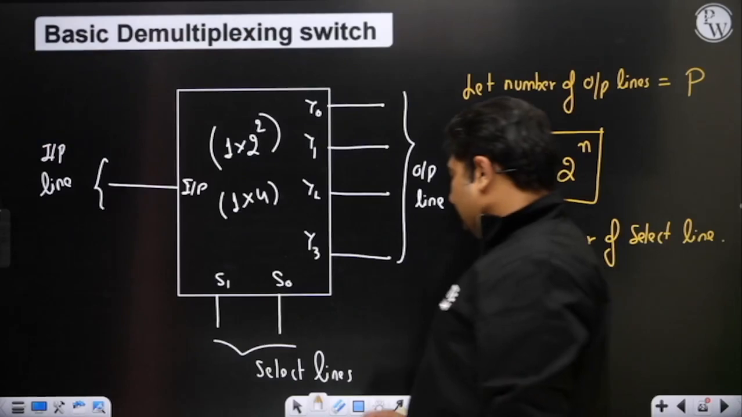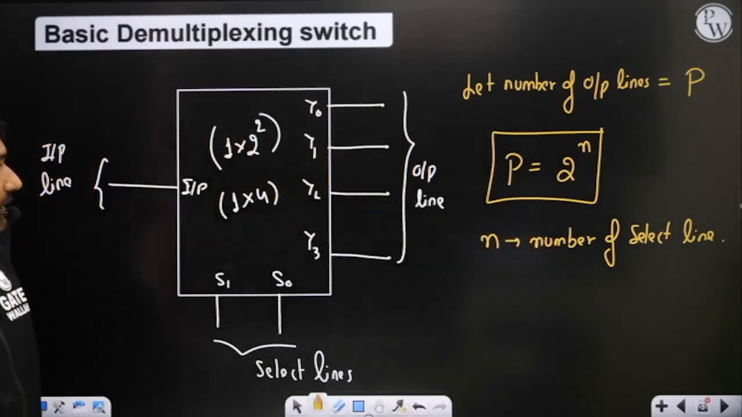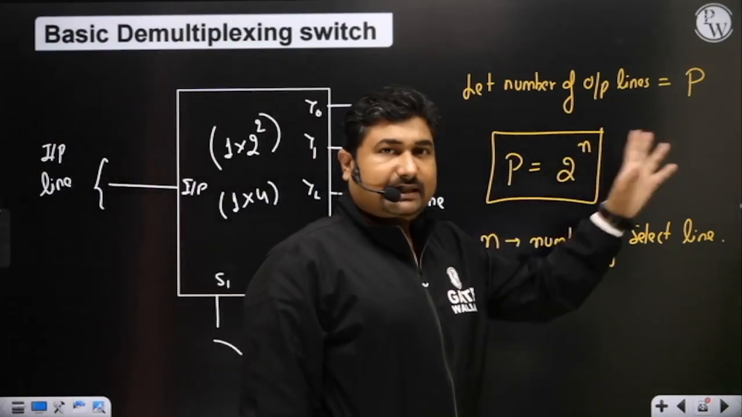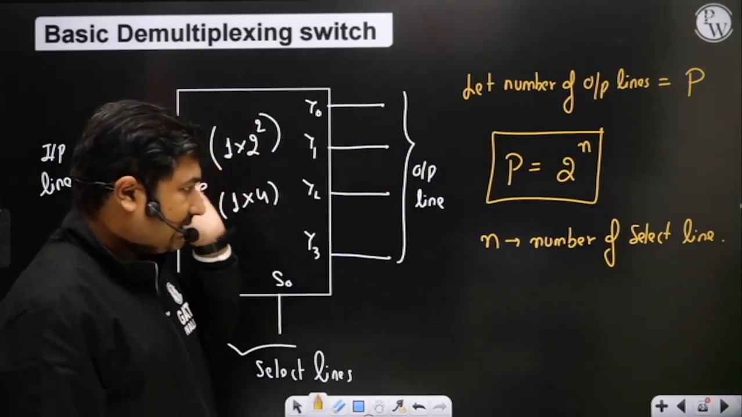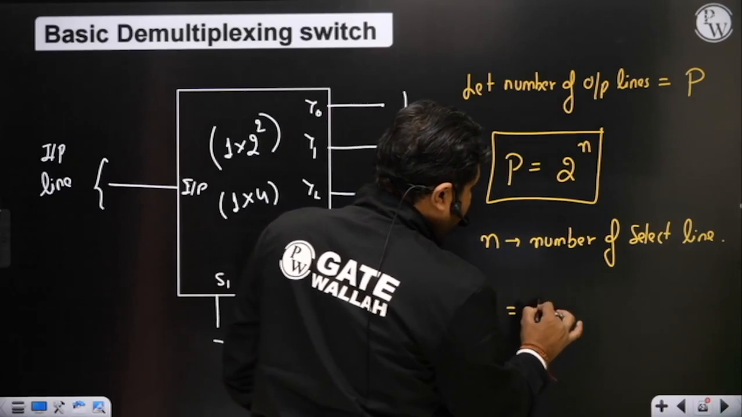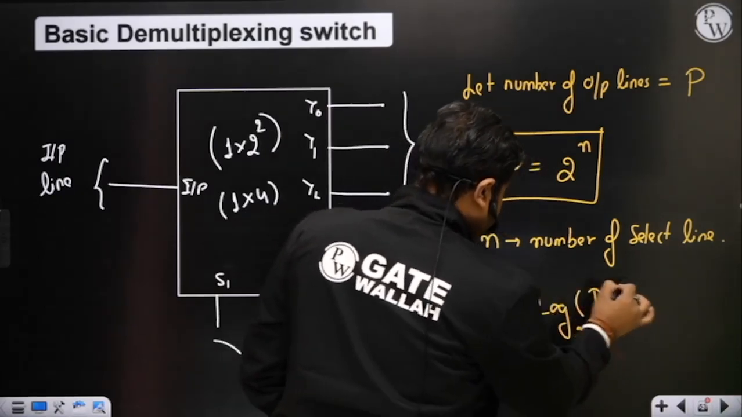Now come to the demultiplexer. Let P be the number of output lines. Then P is equal to 2 to the power n, where n is the number of select lines. Now we have a relation: the number of select lines n is equal to log base 2 P.